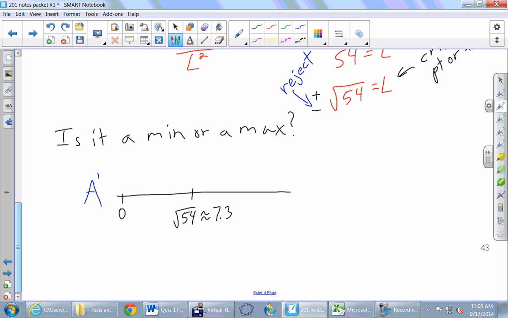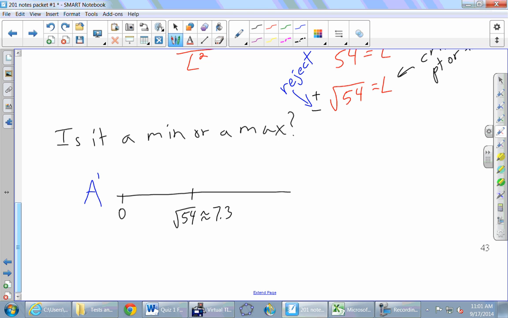And all we're going to do is take a look at this little truncated number line, and we're going to pick a number in each of the intervals that's up here. So any number between 0 and 7.3, and then separately any number bigger than 7.3, and we're going to plug those numbers into A prime. And we're just going to write whether the sign is positive or negative. So let's pick a number that's between 0 and 7.3, for example, 1.